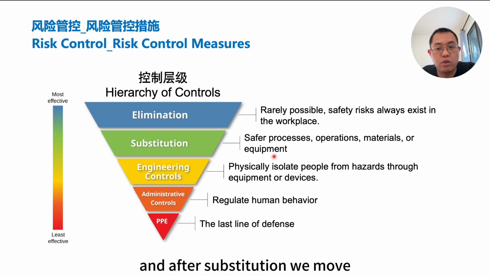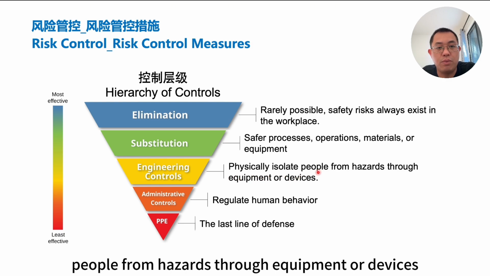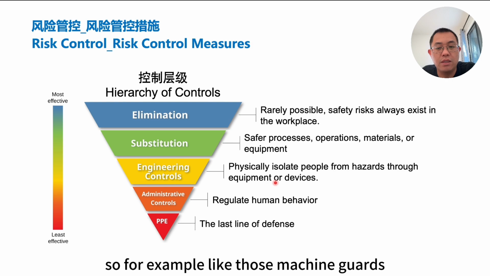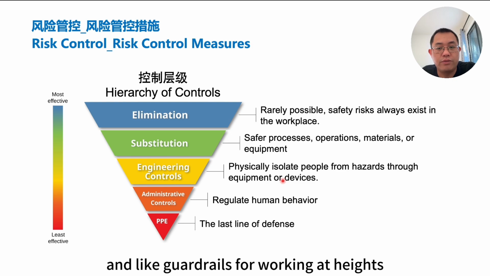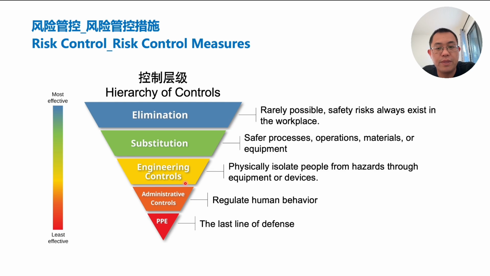And after substitution, we move on to engineering controls. These measures physically isolate or separate people from hazards through equipment or devices. For example, machine guards, interlocks, light curtains, or explosion-proof electrical components, and guardrails for working at heights. All of these are engineering control measures.